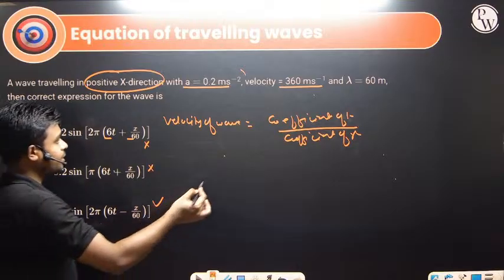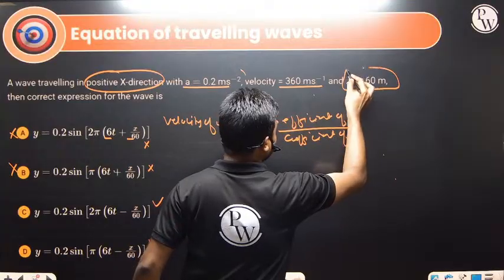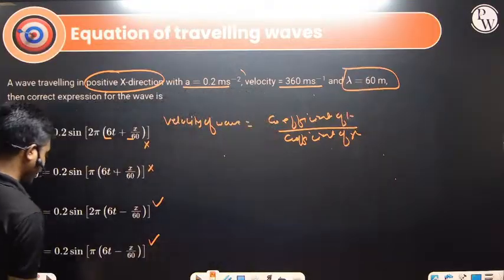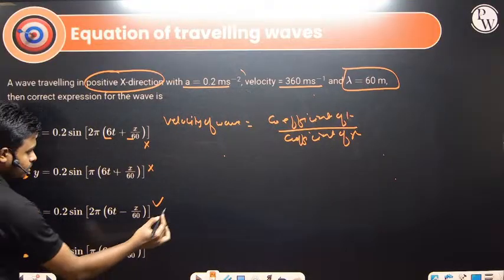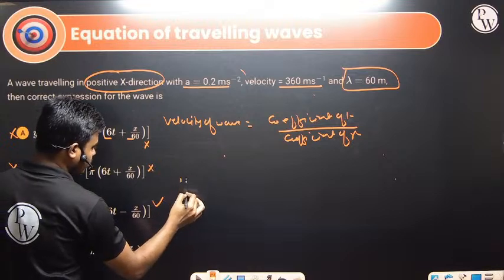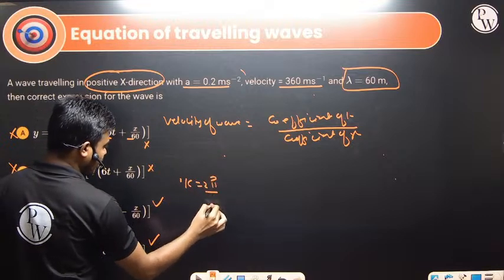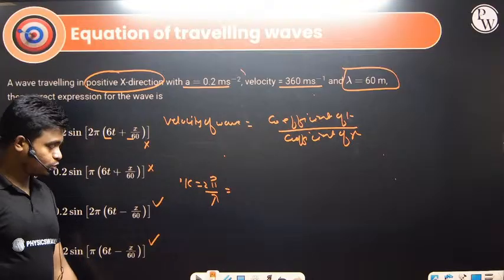There is one more term that we can use here. What is that? Lambda value. What is lambda? 60. And how can we get the lambda? If you compare this, lambda is given from here. K is equal to 2 pi by lambda.